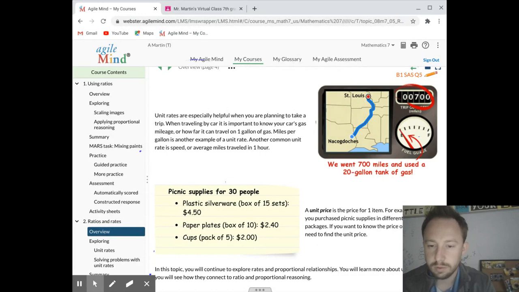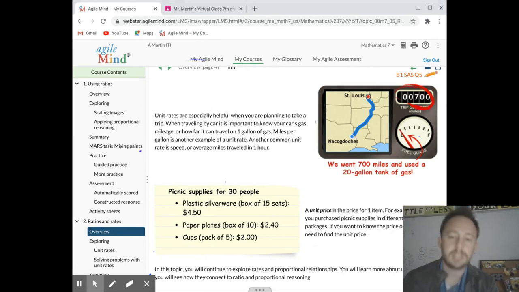Picnic supplies for 30 people. Plastic silverware, box of 15, $4.50. Paper plates, box of 10, $2.40. Cups, pack of 5, $2.